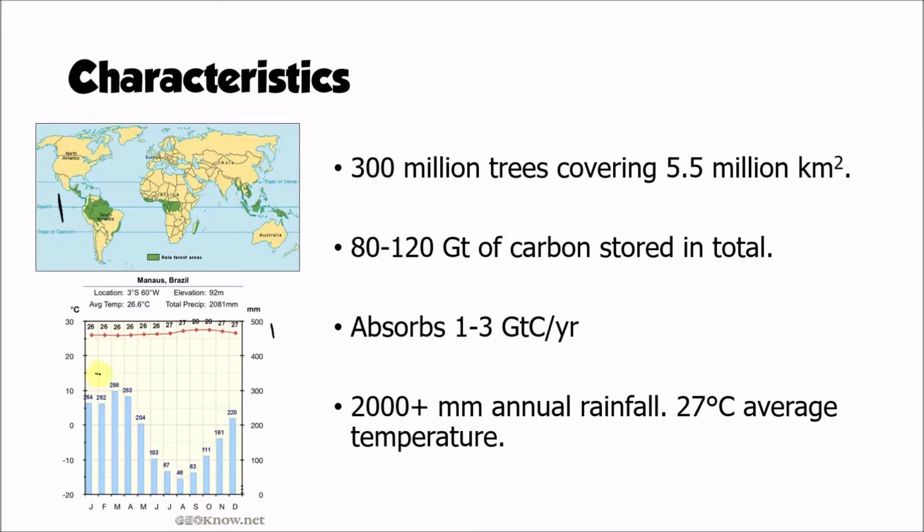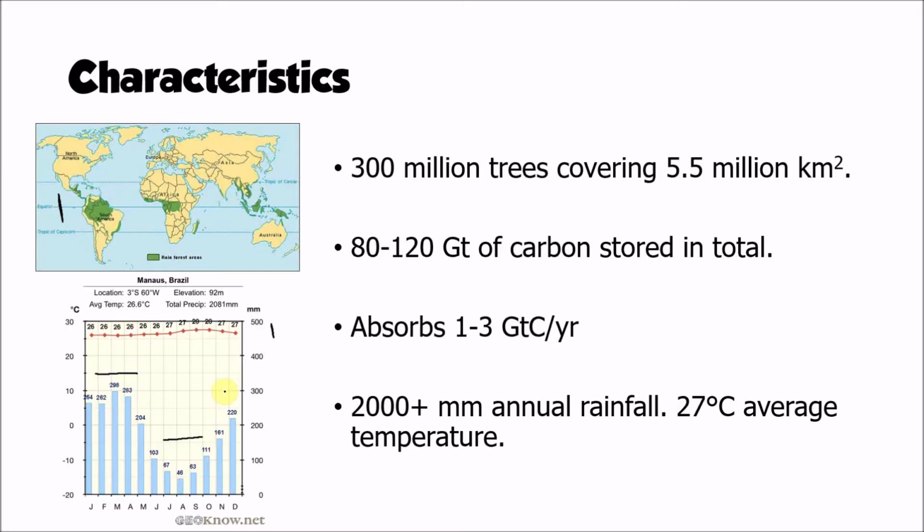We have a slightly wetter period during January, February, March, slightly drier in July, August, September, but broadly speaking, the rainforests are warm and wet all year round, receiving over 2,000 millimetres of rainfall annually. With specific reference to the Amazon itself, the Amazon is home to around 300 million trees, covering an area of around 5.5 million square kilometres. It's the largest continuous expanse of rainforest on the planet.